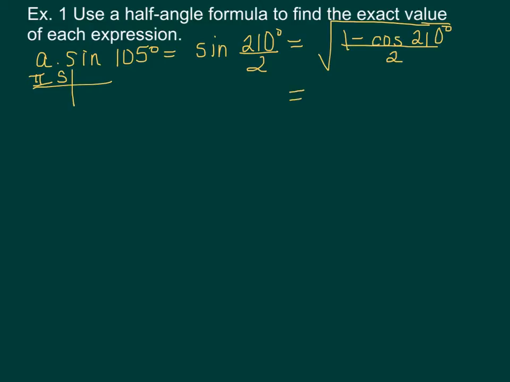Well, 210 is the same thing as 30 degrees, reference-wise. So for 30 degrees, that coordinate is radical 3 over 2, comma 1 over 2. But because 210 is in quadrant 3, both of those coordinates are negative, which means that cosine of 210 is negative. So a negative and a negative make a positive.